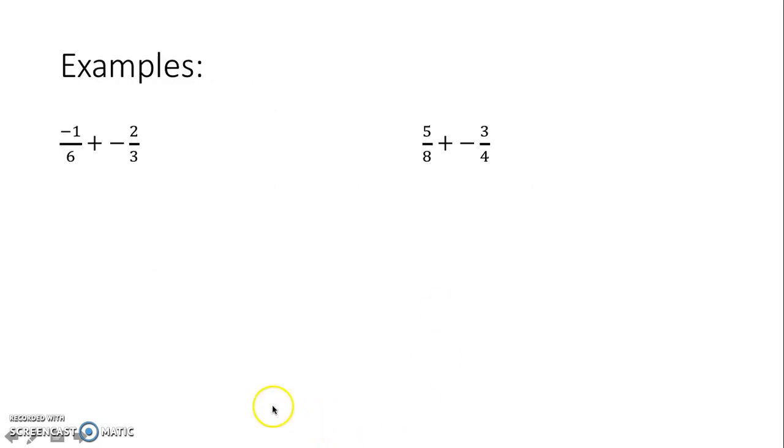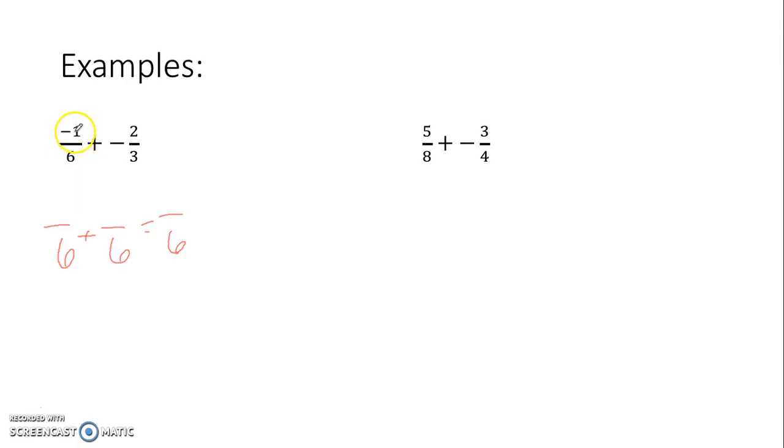So, negative 1/6 plus negative 2/3. Okay, so the signs are the same, so that means we're adding our fractions. The first thing that we do when we add fractions is we need to find a common denominator. Some of you might see it and say, well, 6 and 3, I know that I can make both of my denominators 6. So 6 is my common denominator.